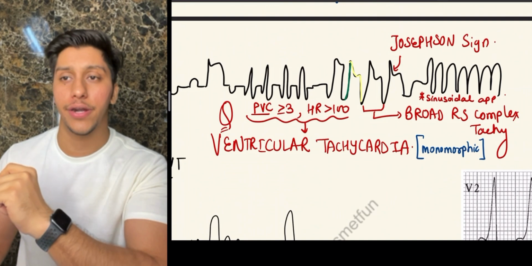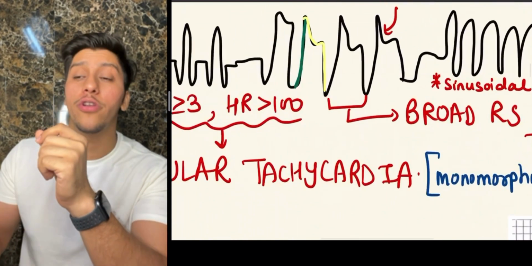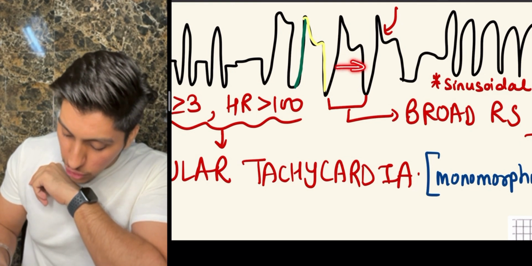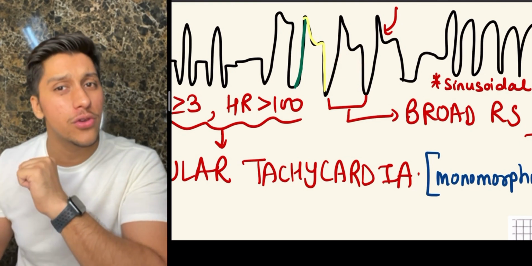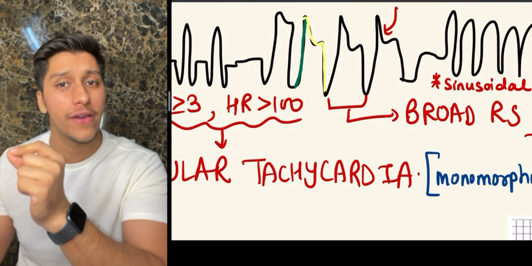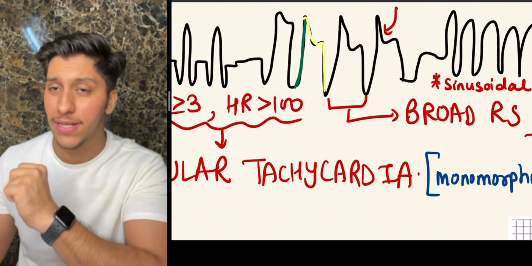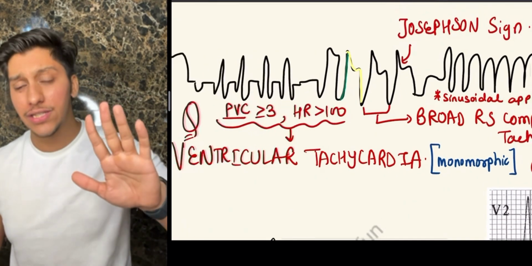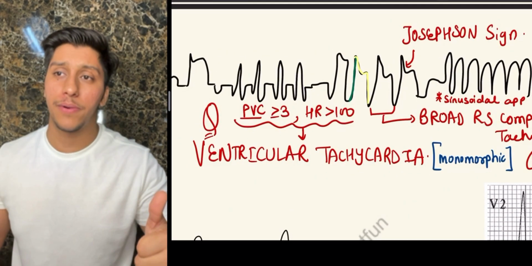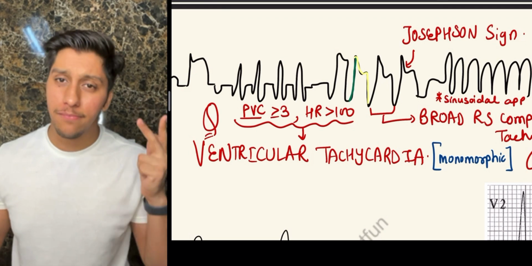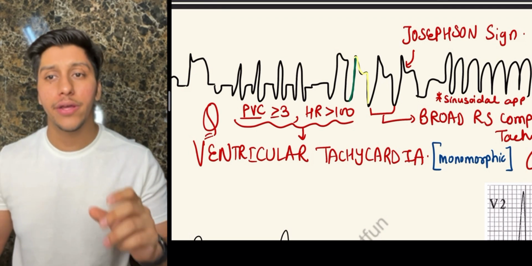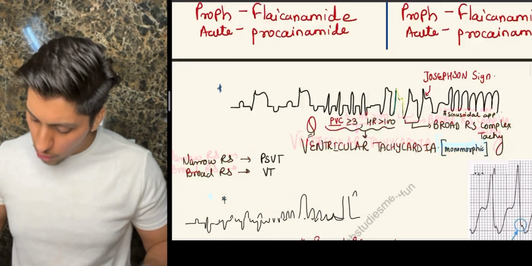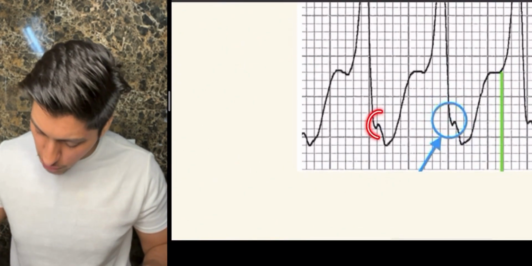And you will notice one thing, in monomorphic ventricular tachycardia, the QRS complex is going to be broad. What was the normal value of the QRS complex? It was around 2 to 2.5 small boxes, which was 80 to 100 milliseconds. It is going to be more than 100 milliseconds. So these 4 features, broad QRS complex, Josephson's sign, PVC more than 3, and heart rate more than 100, this is known as ventricular tachycardia, monomorphic type. Okay, over here the Josephson's sign is shown. This is the Josephson's sign.